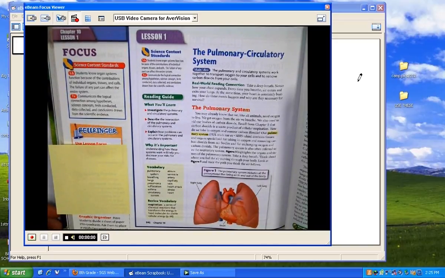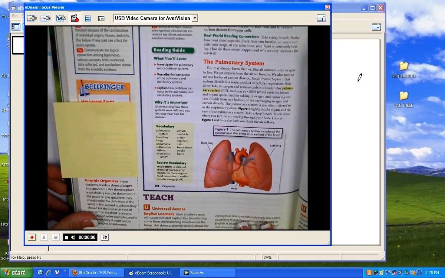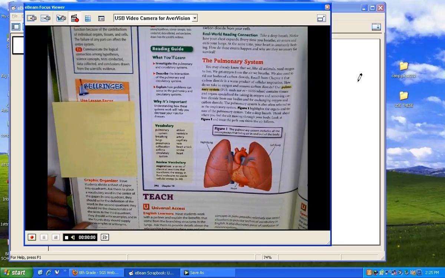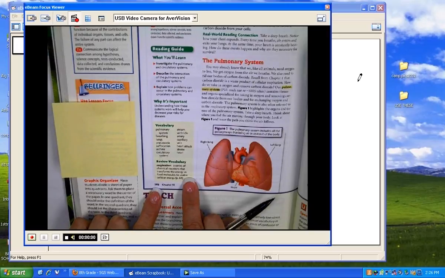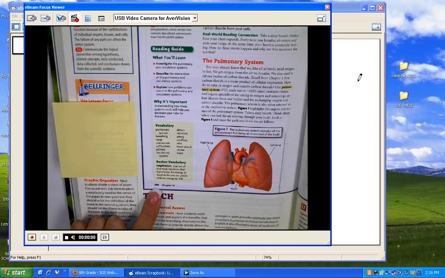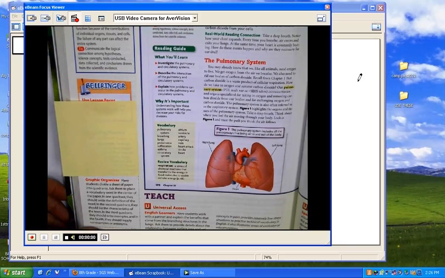Okay? So tonight for homework, I want you to focus on the vocabulary. Now remember, the vocabulary is in the yellow box at the beginning of every lesson. We're only dealing with Lesson 1's vocabulary. There is more vocabulary throughout the chapter, but we're just dealing with the vocabulary for Lesson 1, which is page 392. Okay? So tonight for homework, you're going to do something different with your vocabulary.